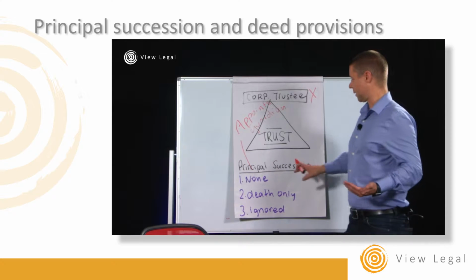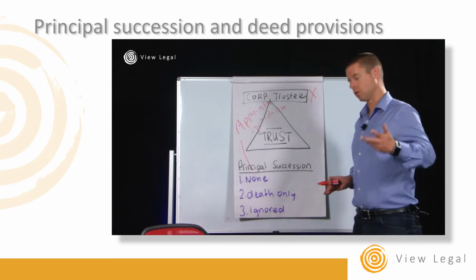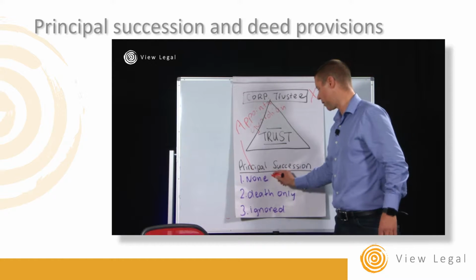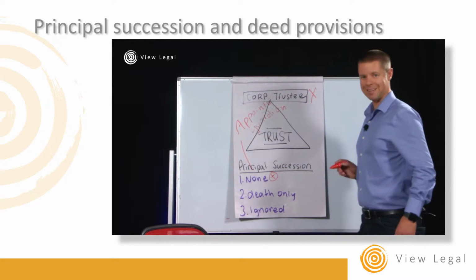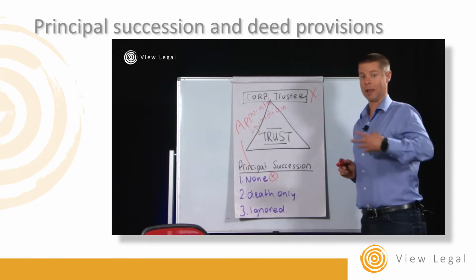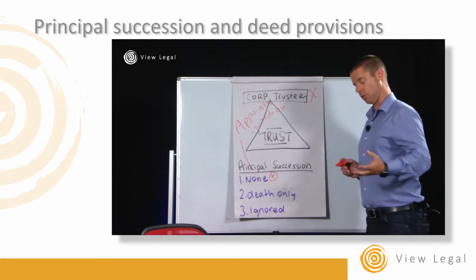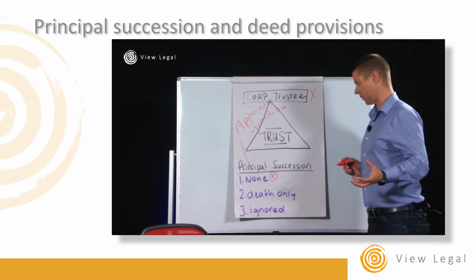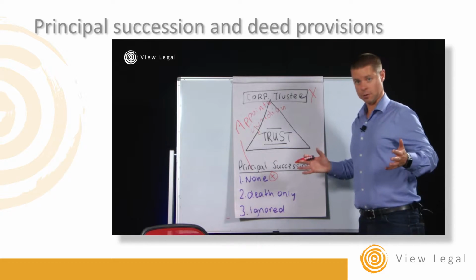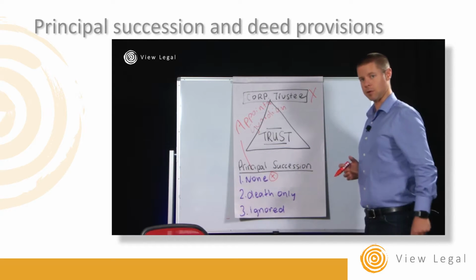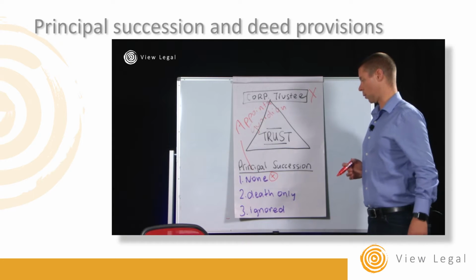Our sense is that most trust instruments will fall into one of three categories. They'll either provide no mandated succession of the appointor role at all, or the principal role at all. So in other words, if the principal dies or loses capacity, it's just silent. And unless you've gone and implemented other documentation, nothing will happen.